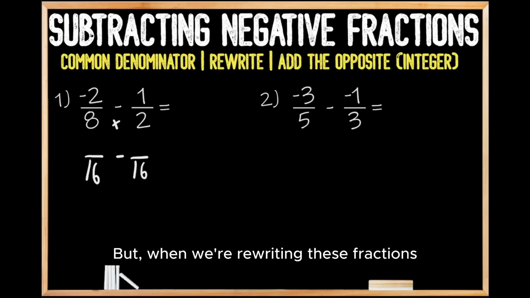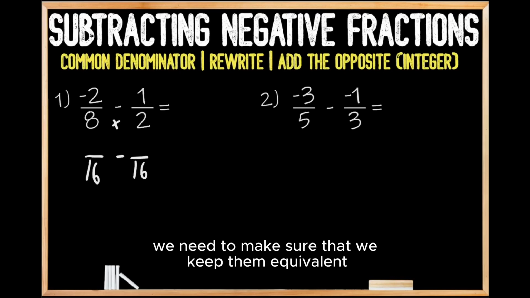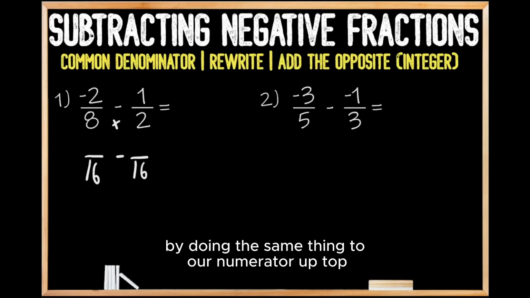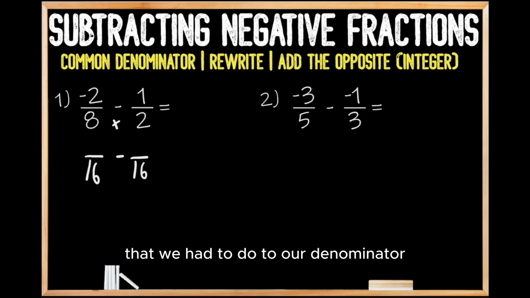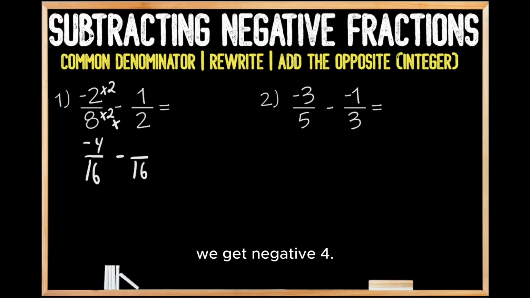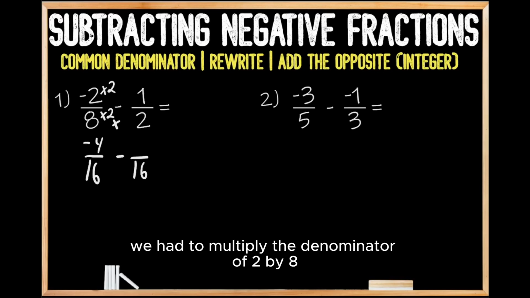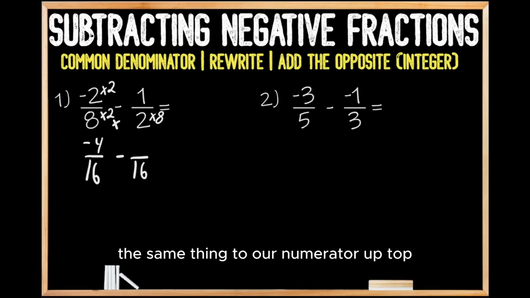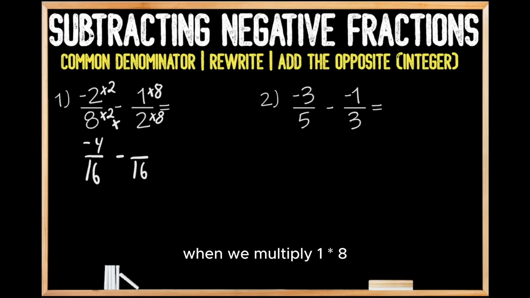When we're rewriting these fractions, we need to make sure that we keep them equivalent by doing the same thing to our numerator up top that we had to do to our denominator in order to get the denominator of 16. For the first fraction, we had to multiply 8 times 2 to get 16, so we're going to do the same thing to our numerator up top. When we multiply negative 2 times 2, we get negative 4. Now for the second fraction, we had to multiply the denominator of 2 by 8 in order to get 16, so we're going to do the same thing to our numerator up top. When we multiply 1 times 8, we get 8.